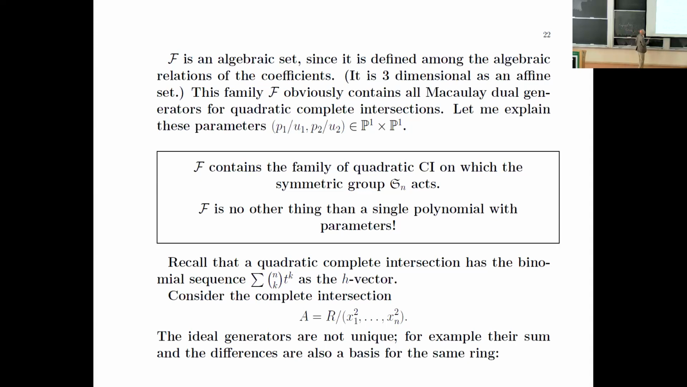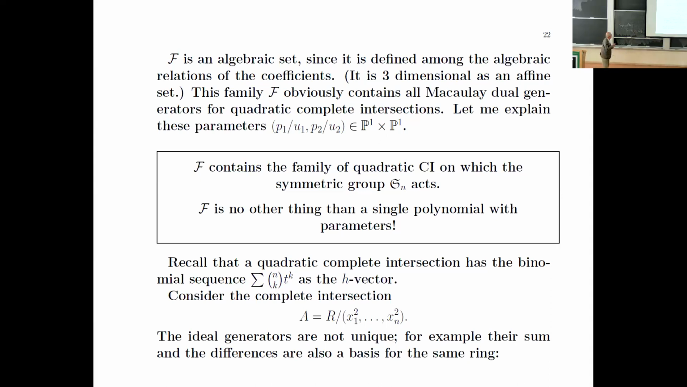Recall that the quadratic complete intersection has a binomial sequence as the H vector. And consider this monomial complete intersection. The ideal generators are not unique. For example, their sums and differences are also a basis for the same ring. There is no reason monomials are the best choice of generators.